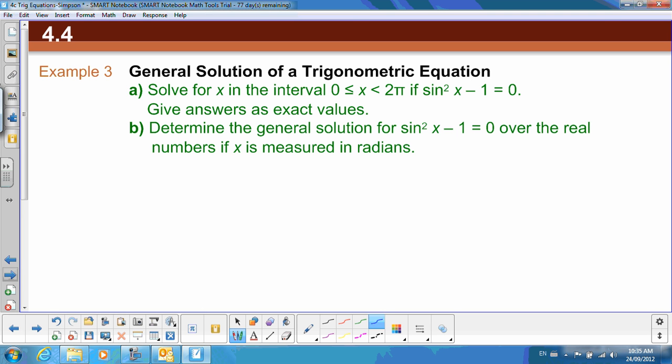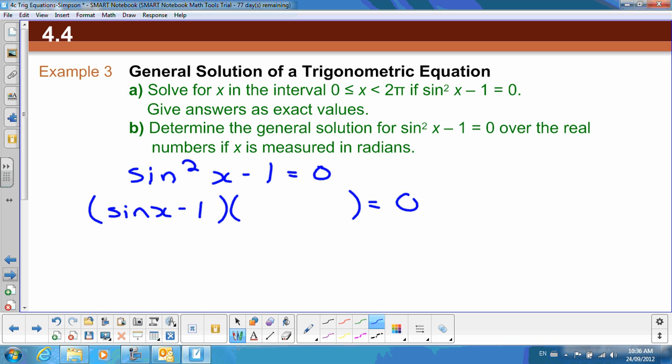It says solve for x in the interval of 0 to 2 pi if sine squared x minus 1 equals 0. So this is exactly the same as what we have been doing. So if I have sine squared x minus 1 equals 0, I can factor it, or I can solve it as a square root equation. If I factor it as a difference of squares, I end up with sine x minus 1 and sine x plus 1. So I have then that sine x is equal to positive 1, or sine x can equal negative 1.